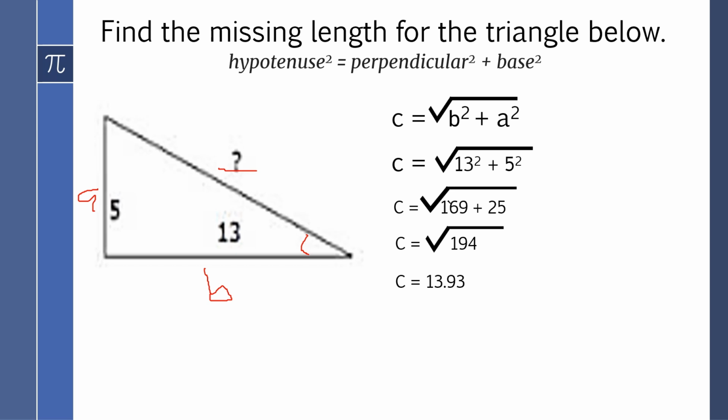And we know it's correct. You can always go back and check it, but it should be bigger or longer than any of the other sides, and it certainly is in this case, because our base is 13, but the hypotenuse is 13.93.